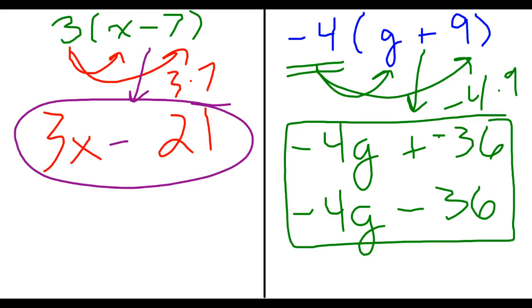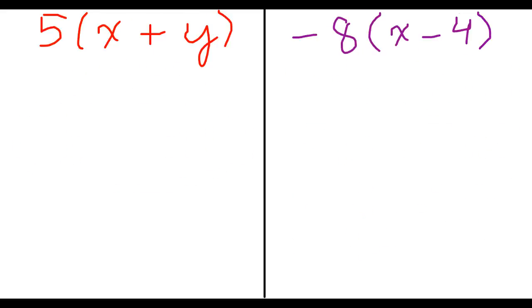Either way is correct because adding a negative is the same motion on the number line as subtracting a positive. Two more example problems for you to work on. Go ahead and pause the video and come back when you are ready to move on.